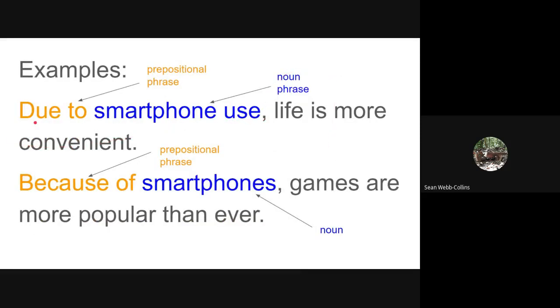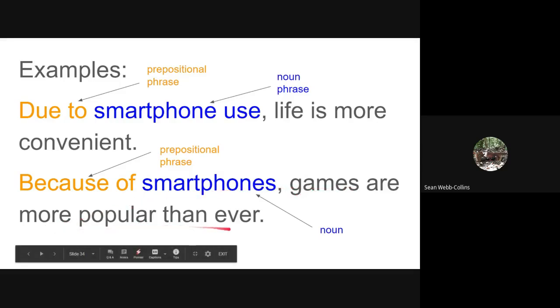Some examples. Due to smartphone use, life is more convenient. Due to is the prepositional phrase which introduces the noun phrase, smartphone use. Life is more convenient is the independent clause. Because of sets up the noun phrase. Smartphones and games are more popular than ever is the main independent clause.